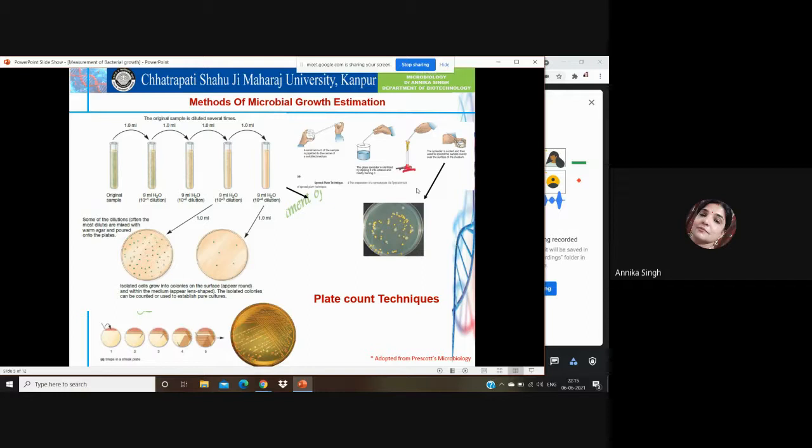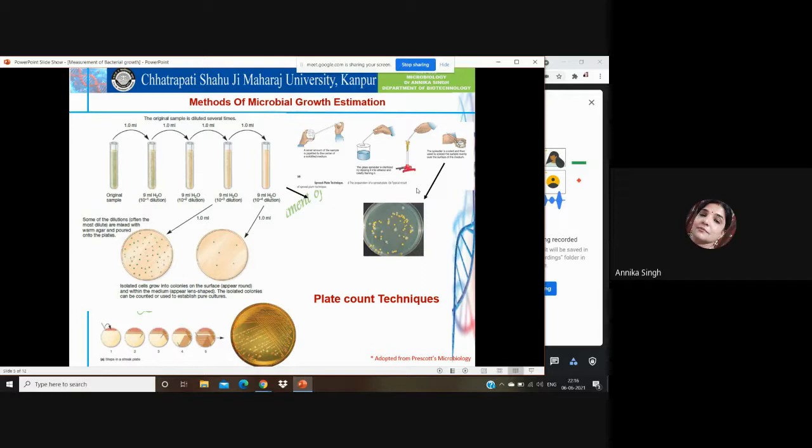These mediums are further divided on the basis of their nature, that is, which medium supports which type of microbial growth. On this basis, there are two types of medium: selective medium, which selectively promotes one type of bacterial growth and suppresses the other type of bacterial growth.